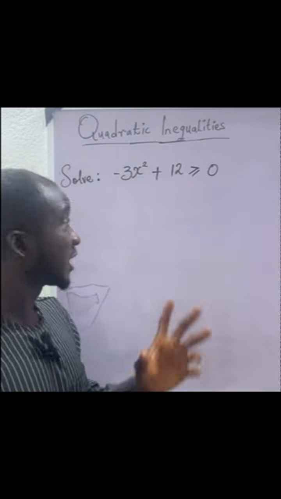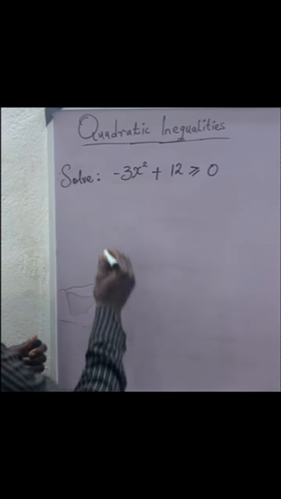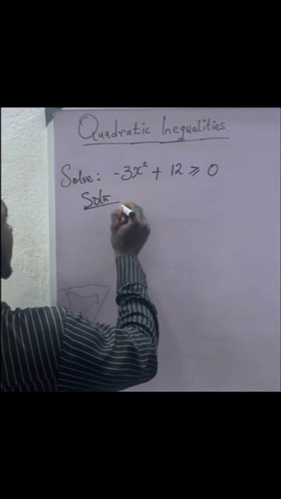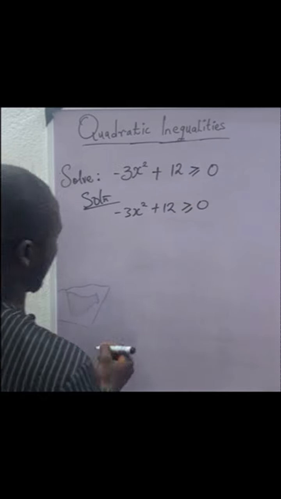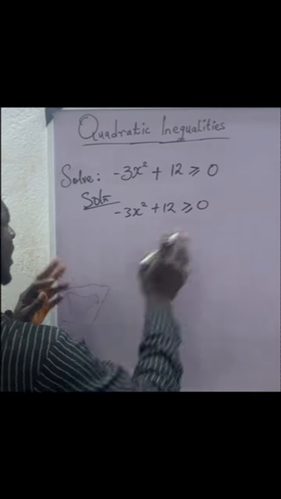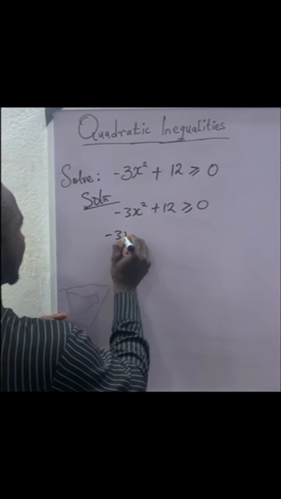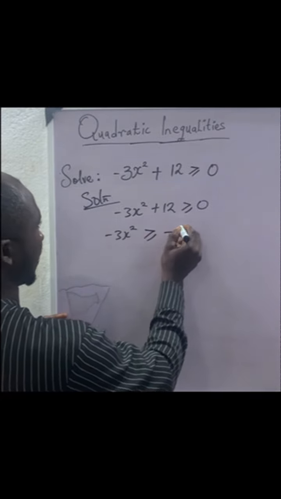To obtain the solution of this quadratic inequality, we proceed as follows. So we have that minus 3x squared plus 12 is greater than or equal to 0. And if we then subtract 12 from both sides of this inequality, we have that minus 3x squared will be greater than or equal to minus 12.